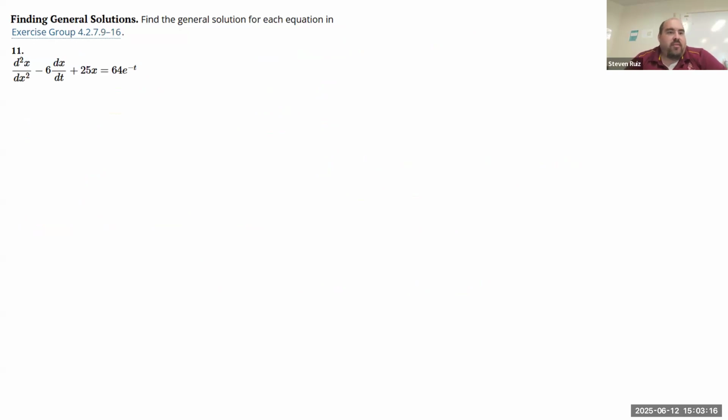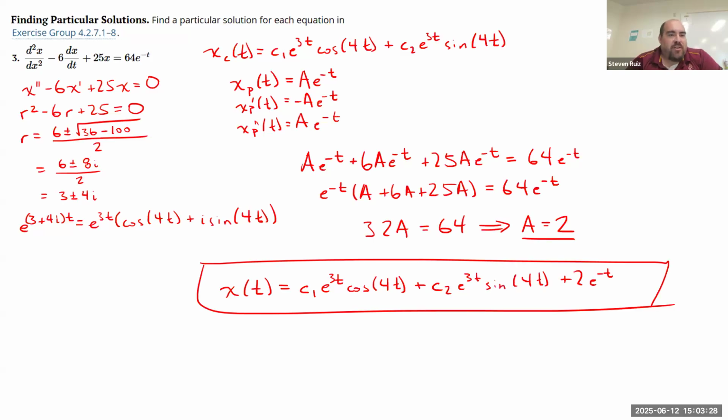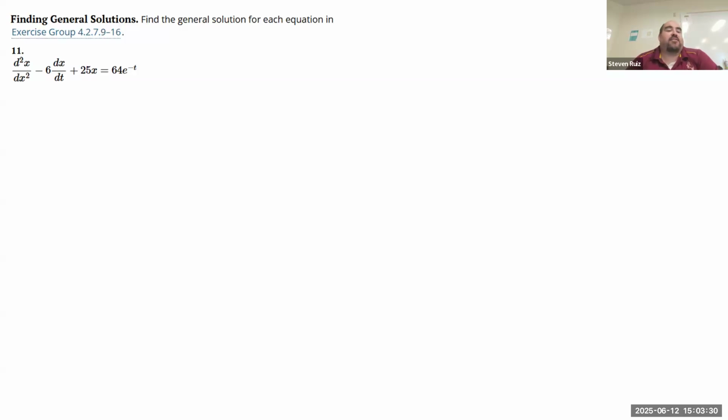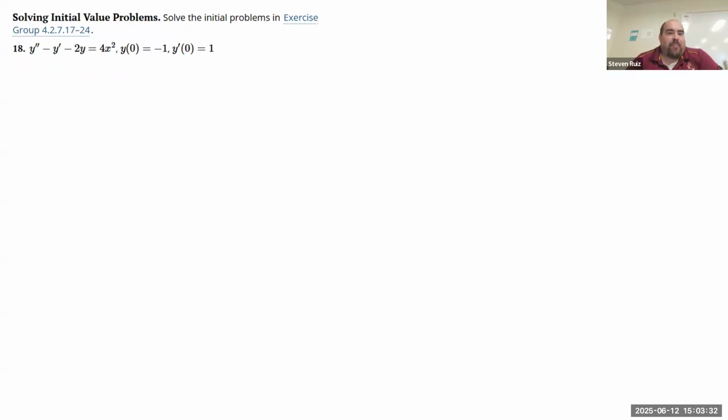Moving on. I think I accidentally did 11 as well. So yeah, find the general solution for this one as well. This is the same equation, right? Yeah, it definitely is. All right, so I did 11 at the same time. All right, so let's solve an initial value problem.